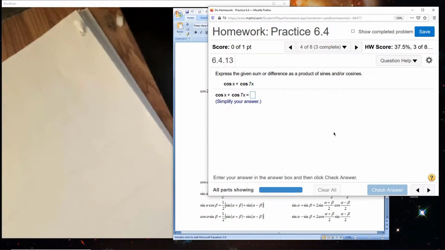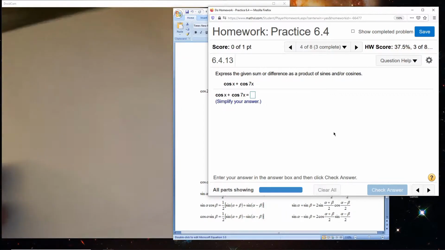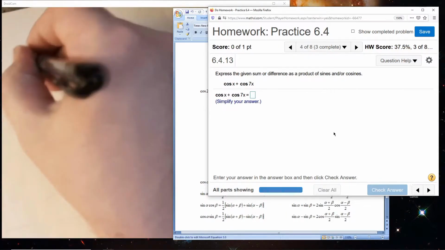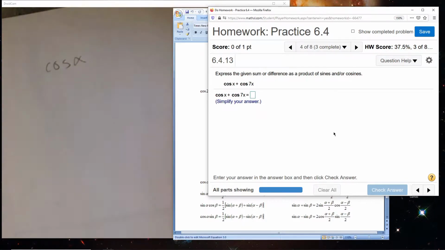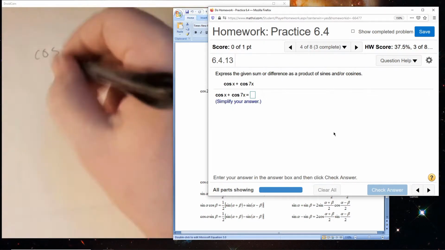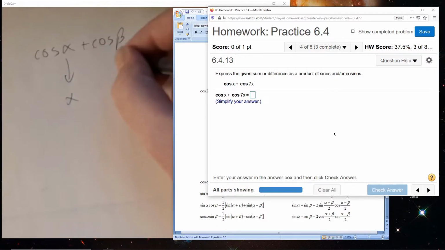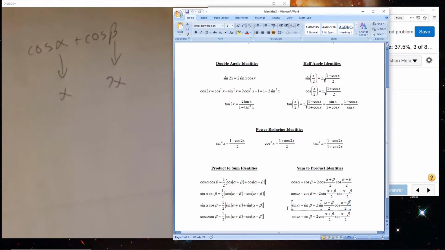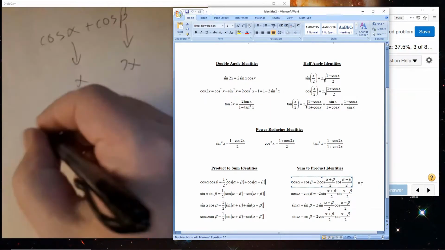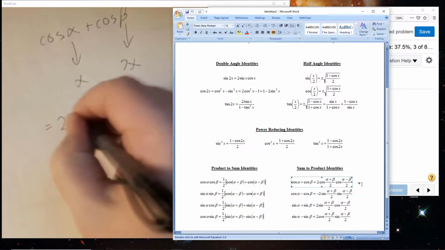And the same deal again. So we have cosine of some number plus cosine of some other number. And then we identify alpha as 1x and beta as 7x. And then we'll go to identities page and look for which one is cosine plus cosine. That's the first one. And we'll plug our stuff in.